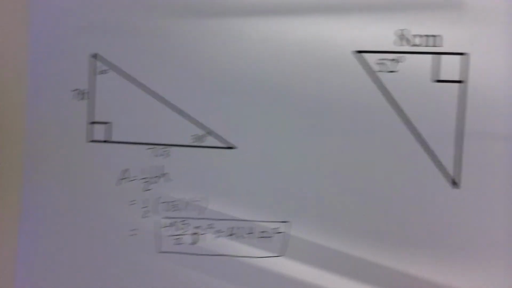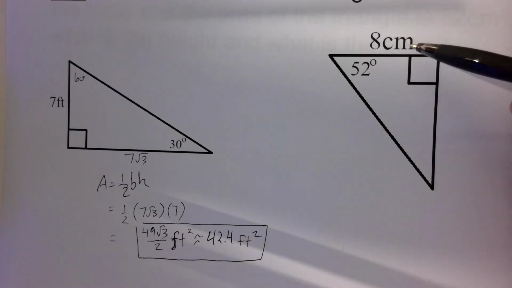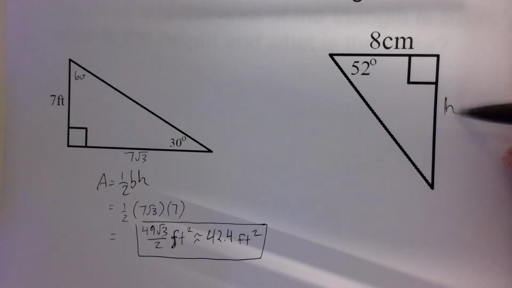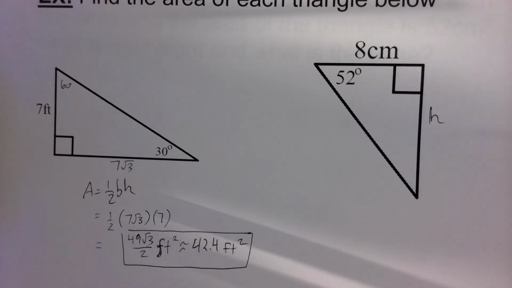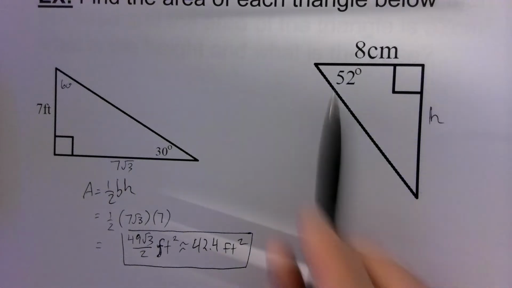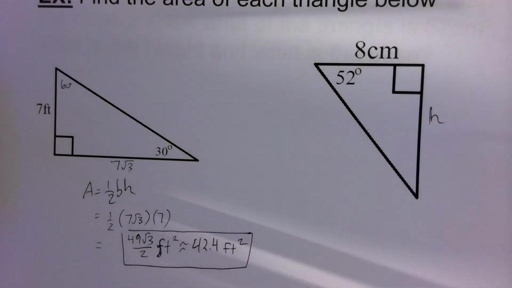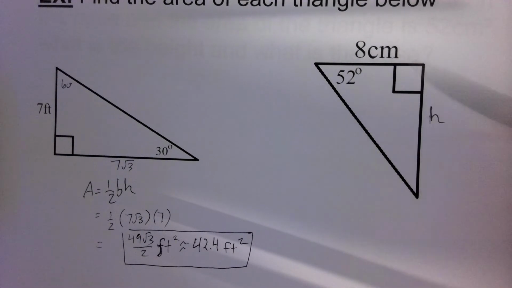Alright, over here we have another right triangle. So we need to figure out the height. We can think of that as our base. I'll call this H for height. This is another trigonometry problem. Now we're going to have to use SOHCAHTOA. We can't use Pythagorean theorem, can't use 30, 60, 90 because that's not a 30 or a 60. Can't use 45, 45, 90. So that's opposite, that's adjacent. We're going to use a tangent.